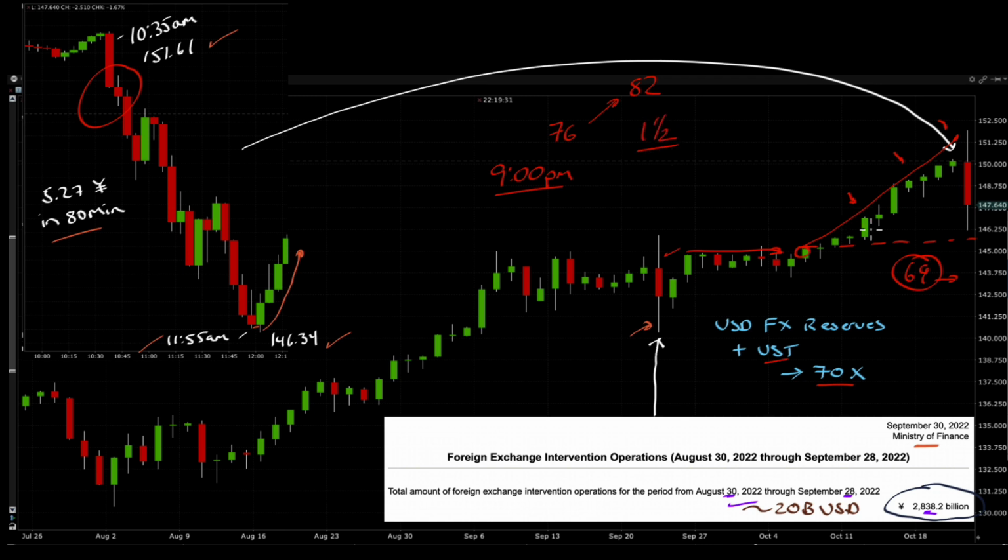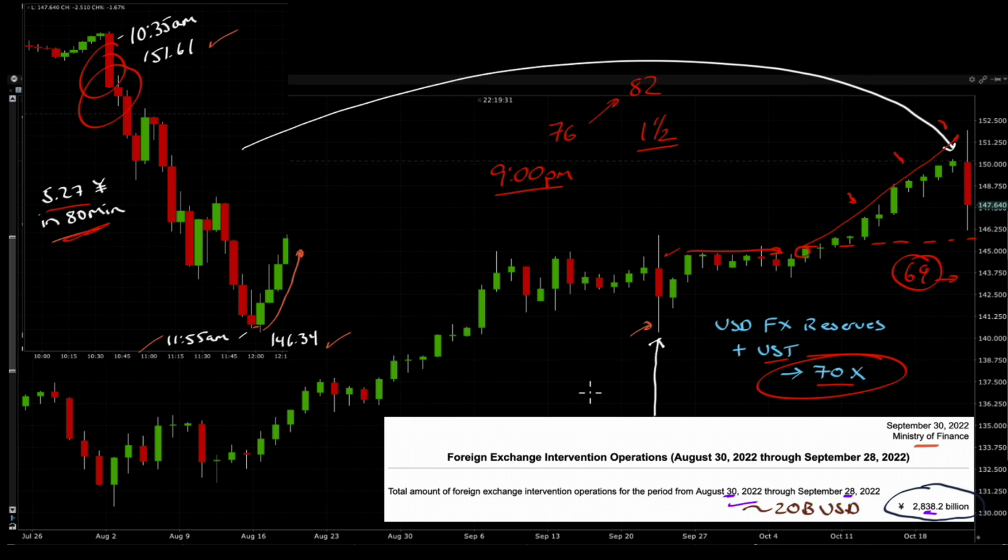So if you are going to be long the yen, dip your toes in a little bit at a time, and when you see big volume and big moves, you know they're intervening. Even if you miss the first 10 minutes of it, that's okay. Jump in big. Really go long and ride it for a while, because again, 80 minutes they intervened, and to move it 5.27 yen in 80 minutes, that is a big move. And they can afford to do that again and again.